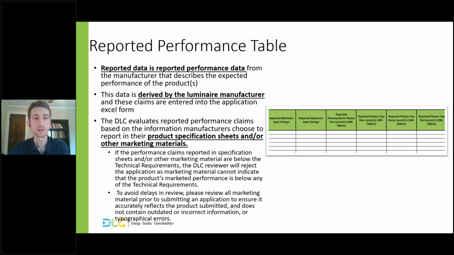The reported performance table tab in the Excel form is where submitters will enter each model number in their application that they wish to qualify. There is general information on each model number, such as ambient temperature and optical code and spectral subgroup. And those will be entered on this tab, as well as performance data, reported performance data, such as reported PPF.